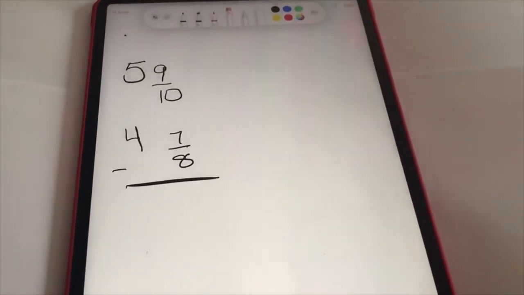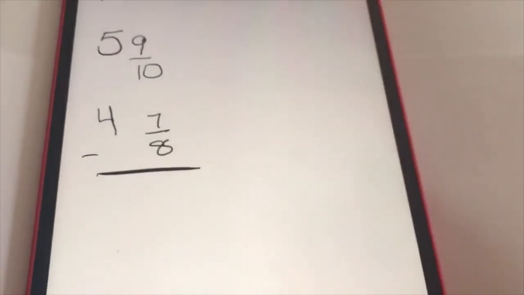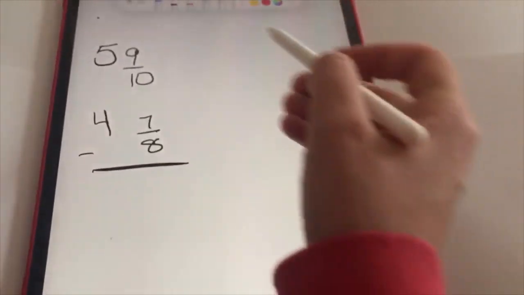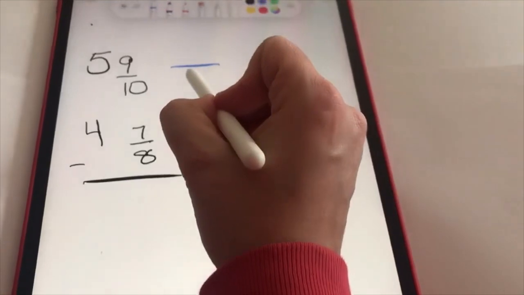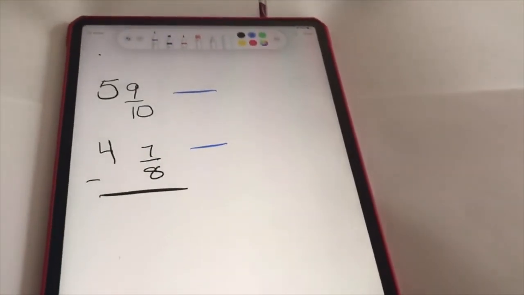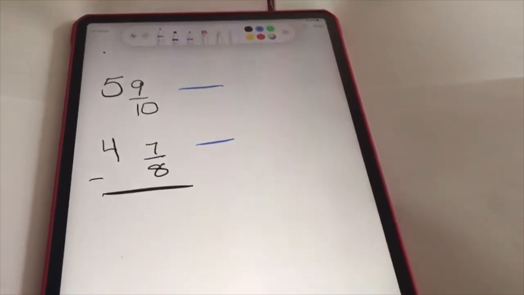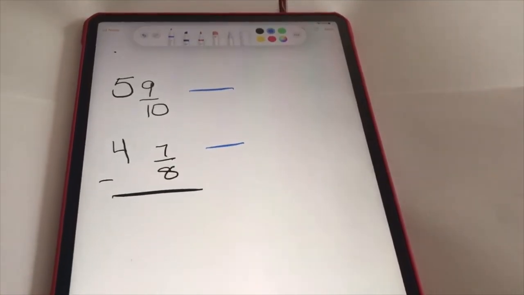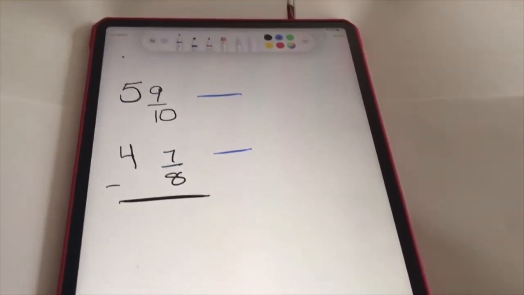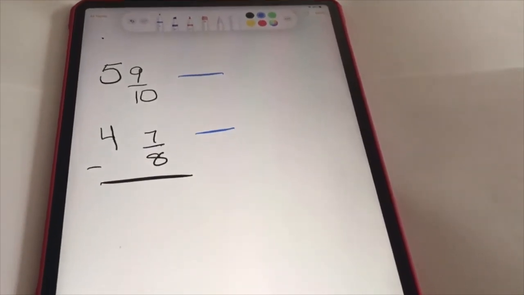But here we go again, we don't have common denominators. So I need to go ahead and find a common denominator for 10 and 8, okay? Now, I bet some of you are going to be quick to say, well, I know that a common denominator is 80. Well, that is a common denominator that they both have, but it's not the least common multiple or least common denominator that you can have.